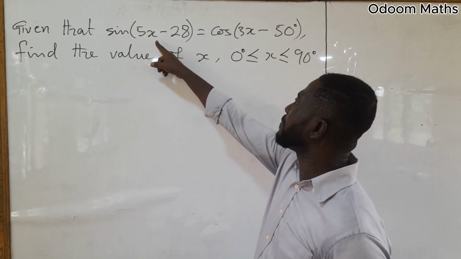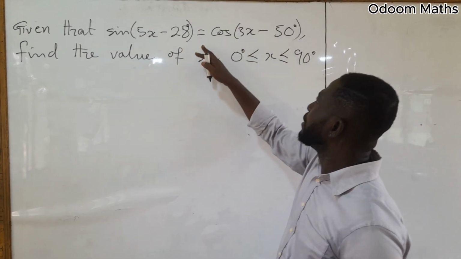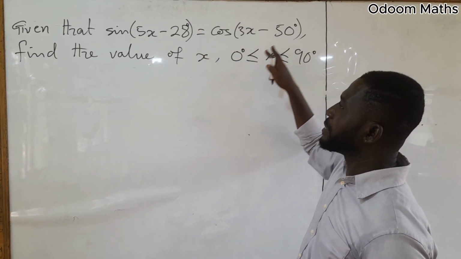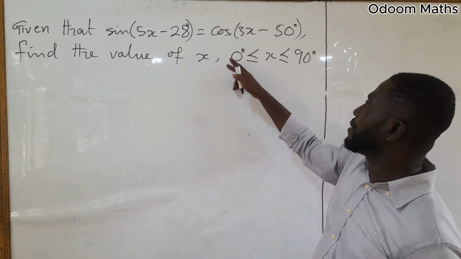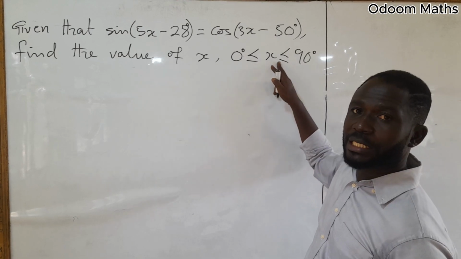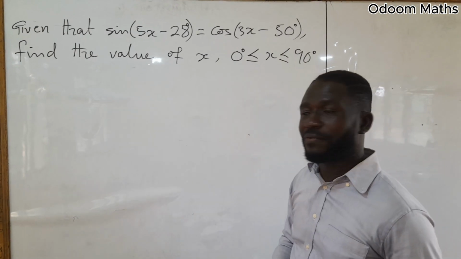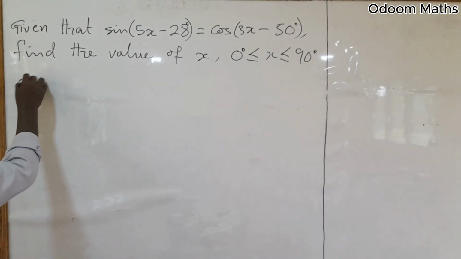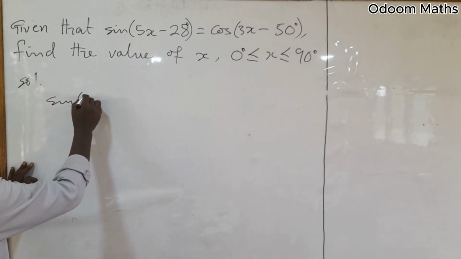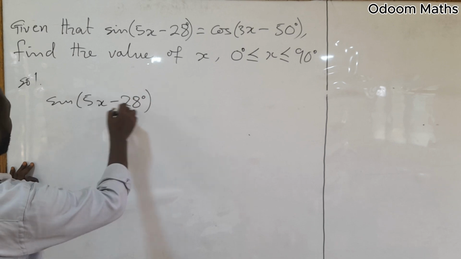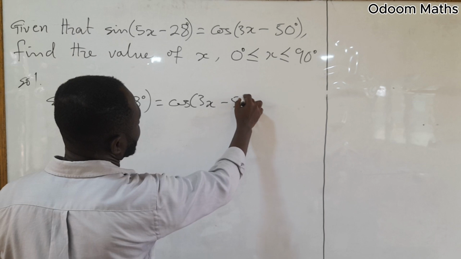Given that sine of (5x minus 28 degrees) equals cos of (3x minus 50 degrees), find the value of x such that 0 degrees is less than or equal to x, less than or equal to 90. That is, x lies between 0 degrees and 90 degrees inclusive. Now let's look at how we are going to solve this example. Let me write the question here. Sine of (5x minus 28) should equal cos of (3x minus 50).